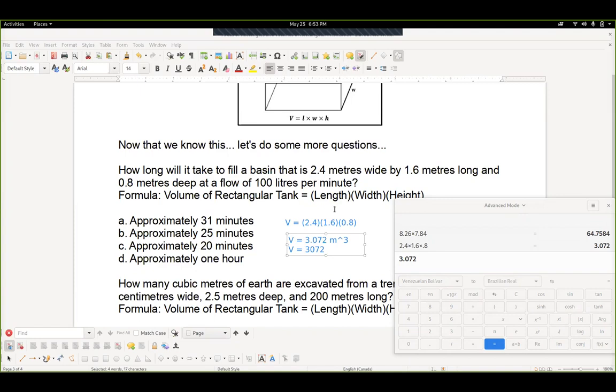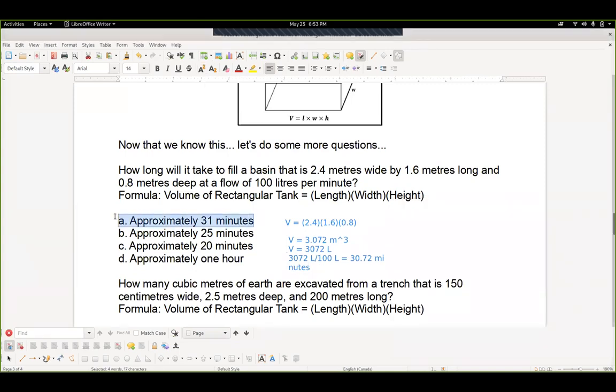3,072 liters. And we know that it's 100 liters per minute. So we're going to do 3,072 liters divided by 100 liters per minute, and we'll get the number of minutes. So we get 30.72 minutes. So what is that close to? Well, that is close to 31 minutes. So we're going to say that the answer is approximately 31 minutes, A.